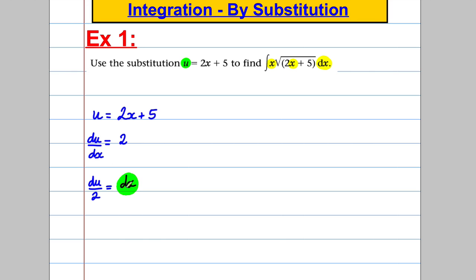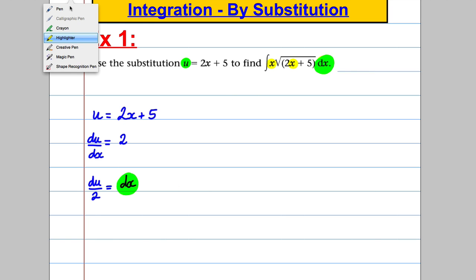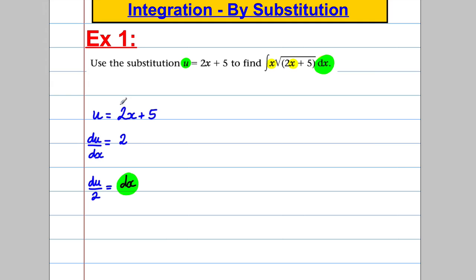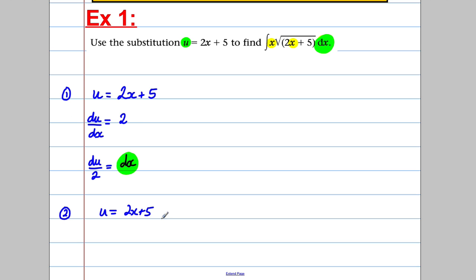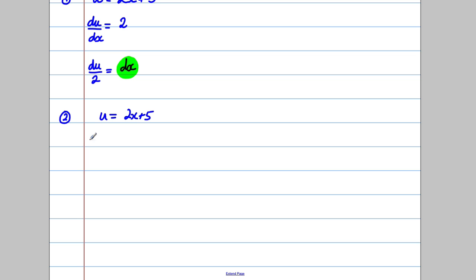Now why do I want that? Well, I want to replace this dx here with du's, something with u's in it, and I've got an expression for dx, so I'm done in that regard. Also, I can replace the 2x add 5 square root with the square root of u, but what can I replace the x by? So after you've worked out dx, the next step is to make x the subject of the formula. So in this case, because u is equal to 2x add 5, if I was to make x the subject of this formula, I would take away 5 and divide by 2. So x is equal to u take away 5 divided by 2.